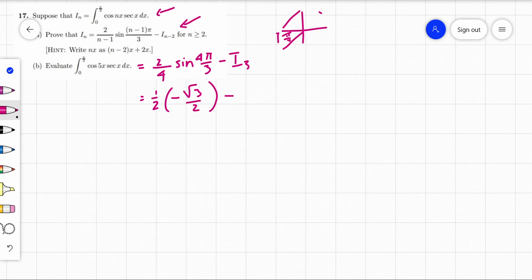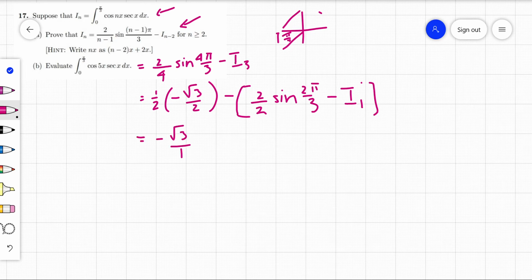All right, so I need I3. Let's just put it straight in here, why not? So now if I look at I3, I'm going to have 2 on 3 minus 1, which is 2, sine 3 minus 1 is 2, so 2 pi on 3 minus I, taking away 2, so I1. So here I've got minus root 3 on 4, minus a 1 and a sine 2 pi on 3, which is over here, so it's going to be positive. So root 3 on 2, and then the minus minus, so we've got positive I1.